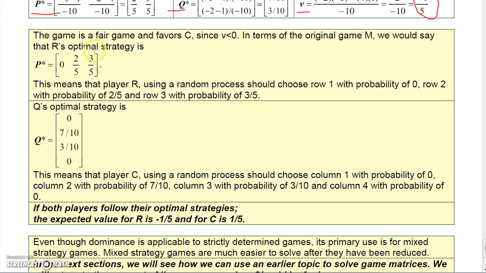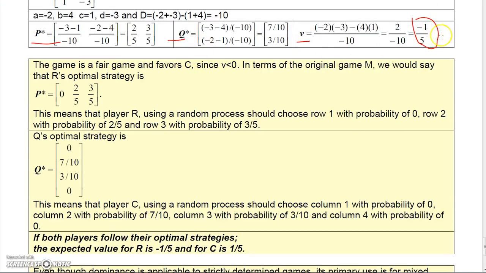Now, the game is a fair game and favors C. Why? Because V is negative. If V was positive, it would favor R. But since it's negative, it favors C. So we would say that R's optimal strategy is 0, 2/5, and 3/5.